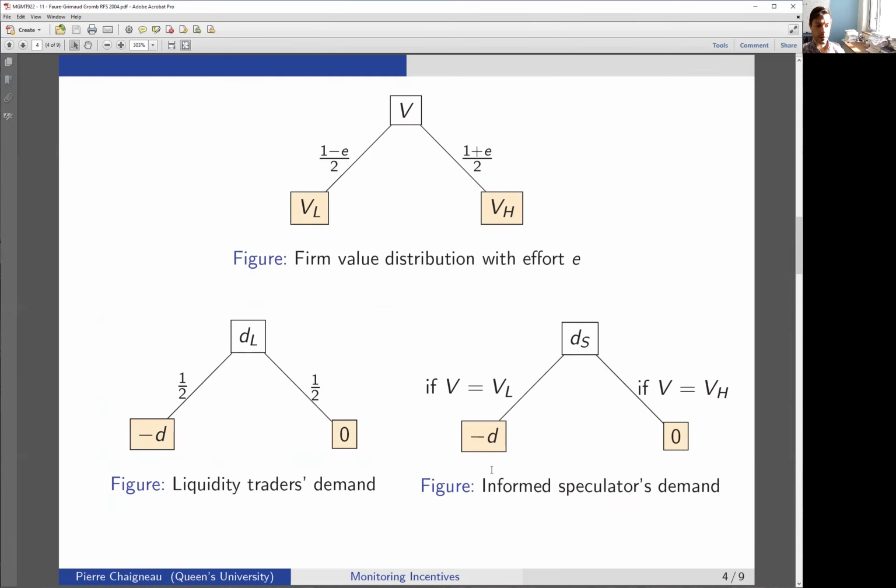Okay, so the informed speculator knows that if he submits anything other than minus D or 0, it would be identified by the market maker, in which case he will make 0 profits because he will fully reveal his type and therefore his information. So what can this informed speculator do? Well, if he is informed and he observes that firm value is low, then he's going to sell the same amount that liquidity traders would. And if he's informed and he observes that firm value is high, then what can he do? Well, the best thing he can do is not do anything. Any other order will reveal his type and would result in 0 profits.